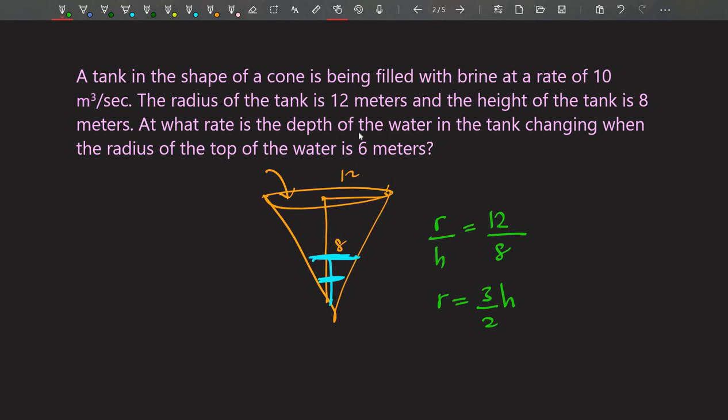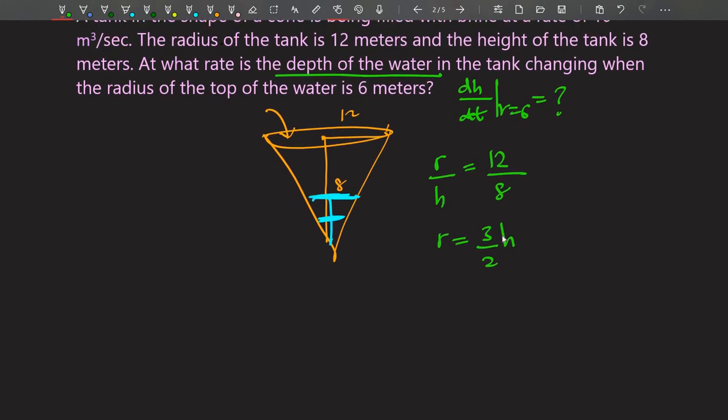Then we need to find the rate of the depth of the water. That means we want to find dH over dt, when R is equal to 6. By right, when we want to find dH over dt, our equation of V, volume, should be in terms of H only. So we need to use this ratio and substitute into our V. So V is equal to 1 over 3 pi r squared h.